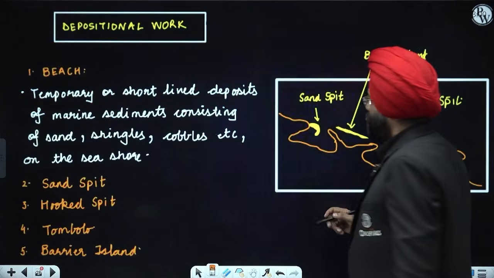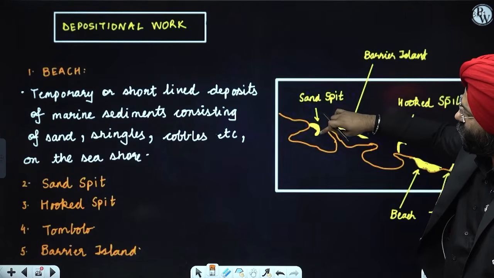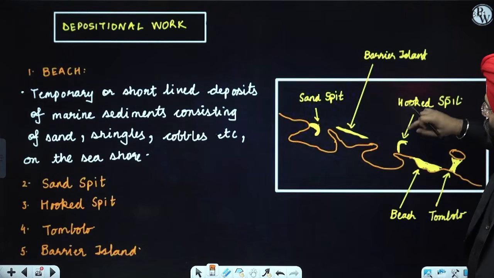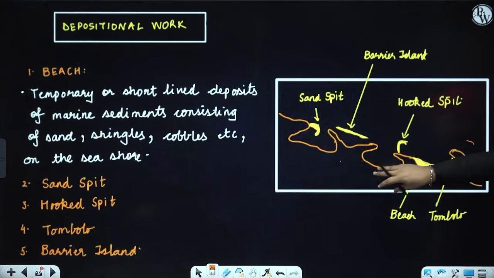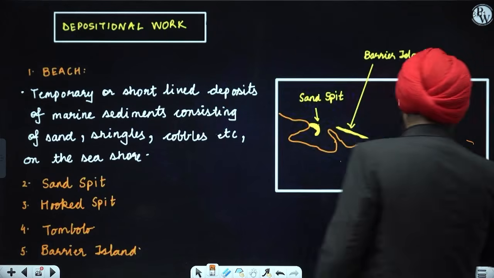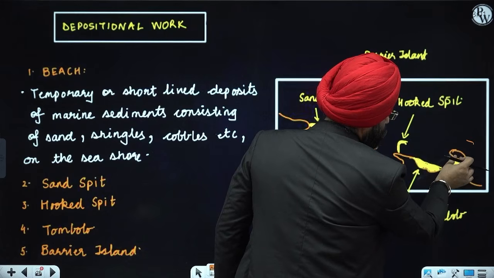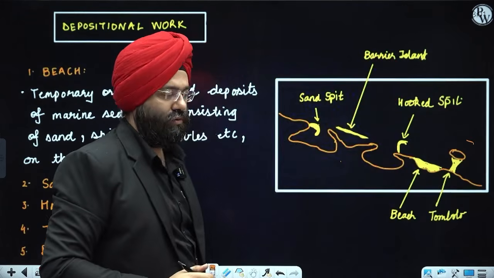Now, this small deposit of sediments is known as a sand spit. If it is in the form of a hook, it is known as a hook spit. If there is a small island and this is the main land, and that island or land mass is connected with the main land through a depositional feature, this is known as a tombolo. This is known as a tombolo.